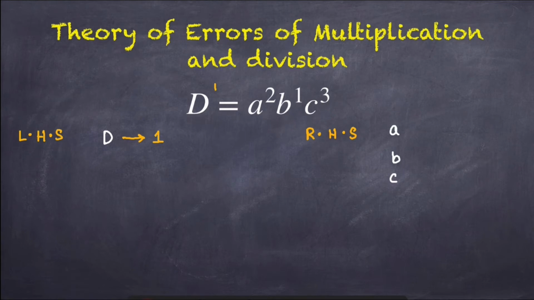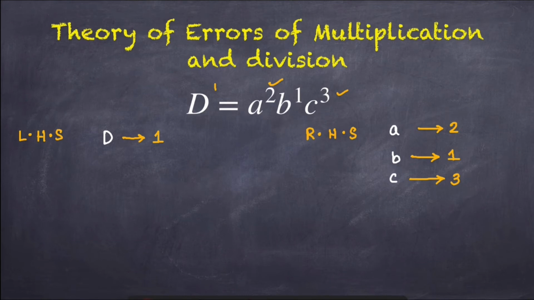Similarly, on the right hand side we have the variables A, B and C. What is the power of A? Power of A is 2. What is the power of B? 1. And what is the power of C? 3. So over here we have identified the variables on the left hand side and the right hand side of the equation, and we also identified their powers.